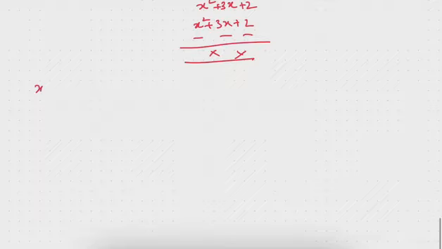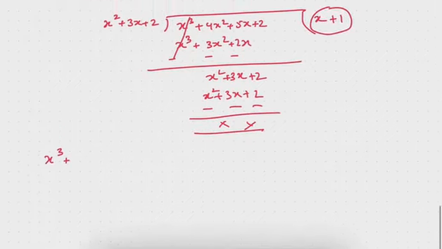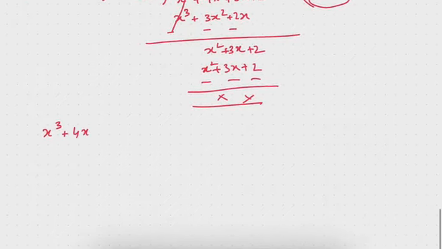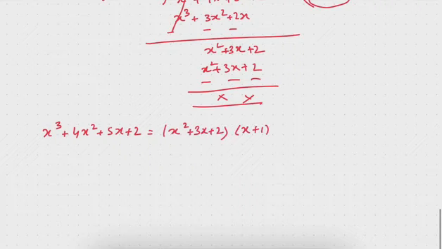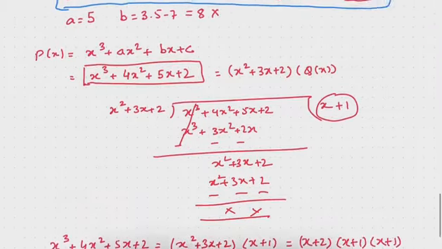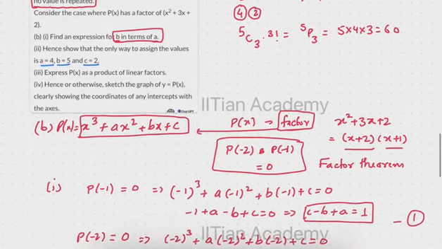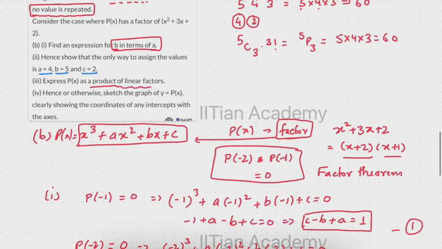So our cubic x cube plus 4x square plus 5x plus 2 can be factorized as x square plus 3x plus 2 multiplied by x plus 1, and it is also possible to factorize this term, which is x plus 2 times x plus 1. So these three are the linear factors of our given expression. So we are done with this part, as a product of linear factors.